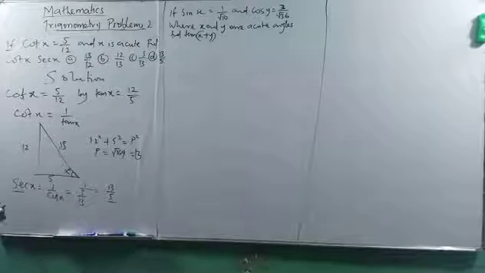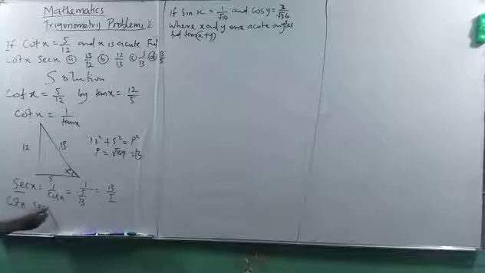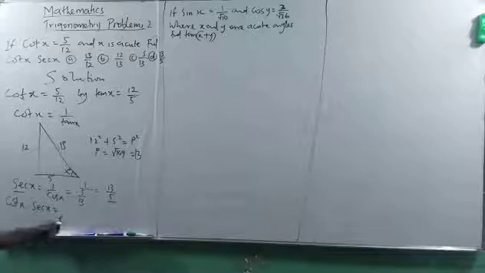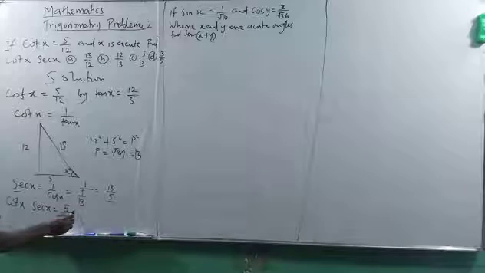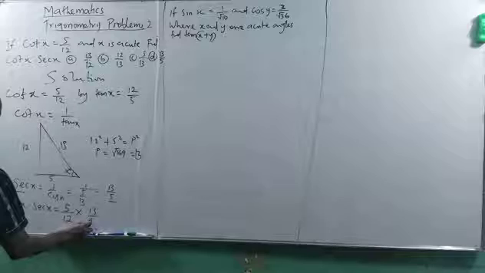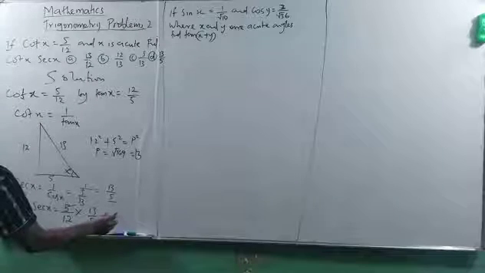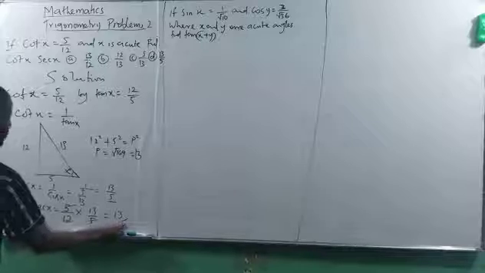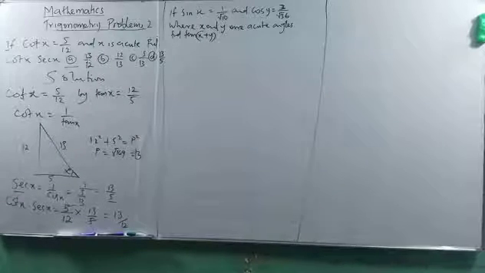Now, I'm to work on cot x multiplied by sec x, which will be equal to cot is 5 all over 12 multiplied by 13 all over 5. This will cancel this, and my answer remains 13 all over 12. Now, 13 all over 12, the answer is A. Now, that is for that.